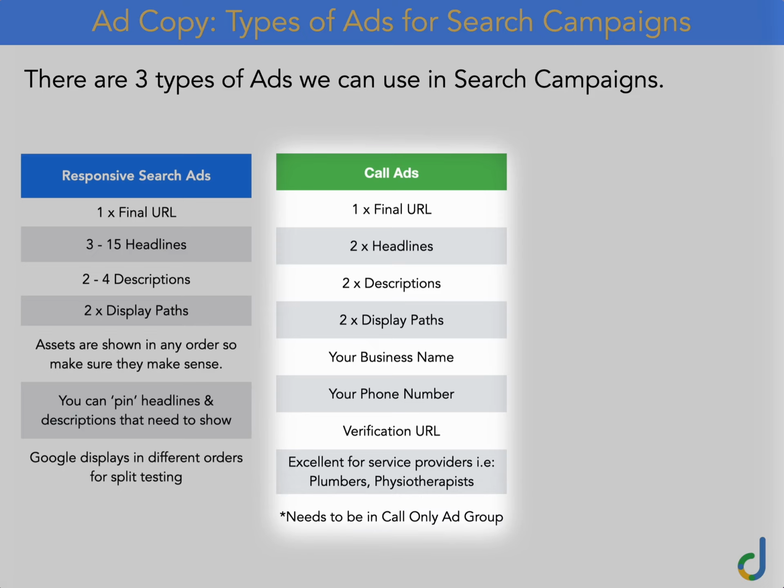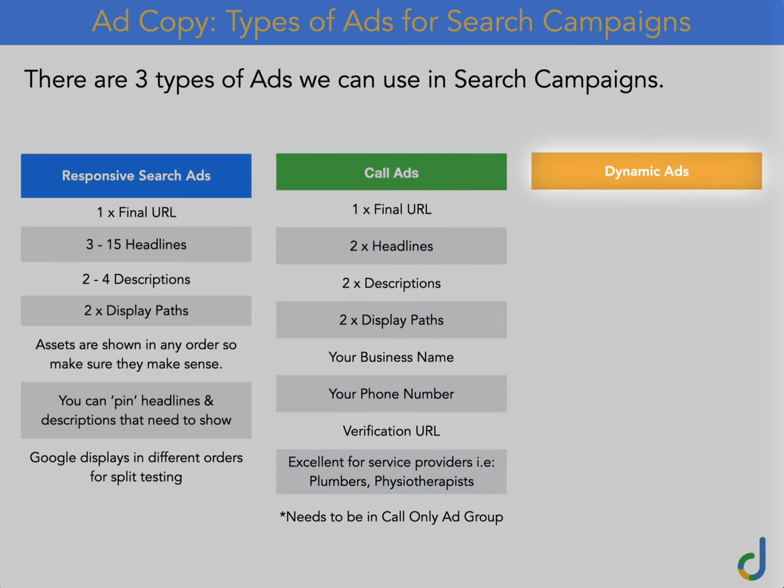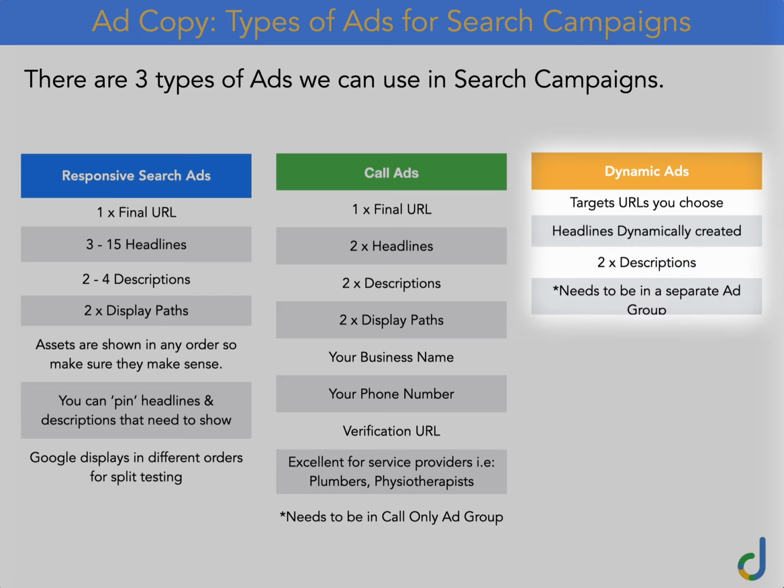And then the last type of ad in a search campaign is your dynamic ads. This is different because it's targeted by the URLs that you choose. The headlines are dynamically created, so you cannot add in any headlines. You only get to add in 2 descriptions. Once again, it needs to be in a separate ad group, and your URL needs to have relevant content, because your keyword targeting is done automatically by Google.